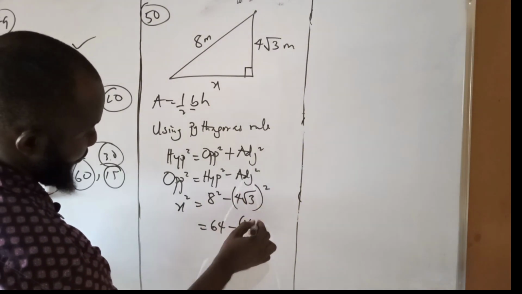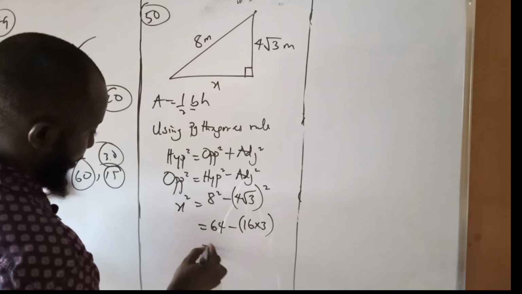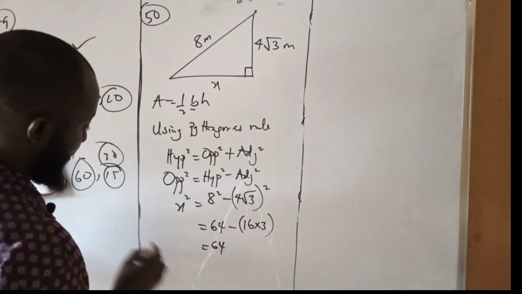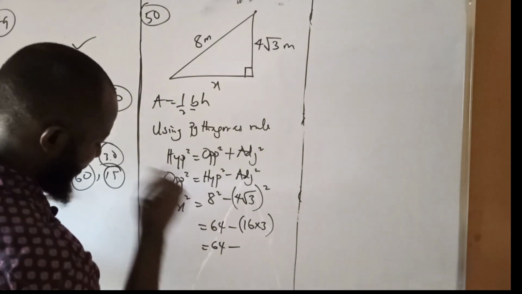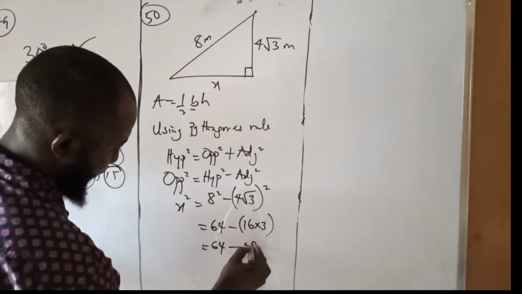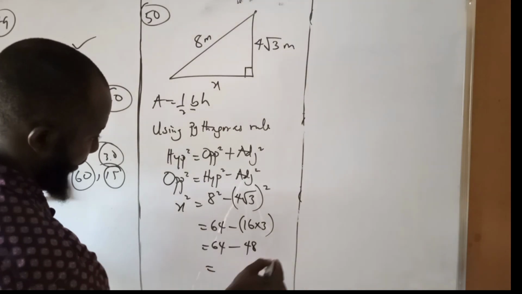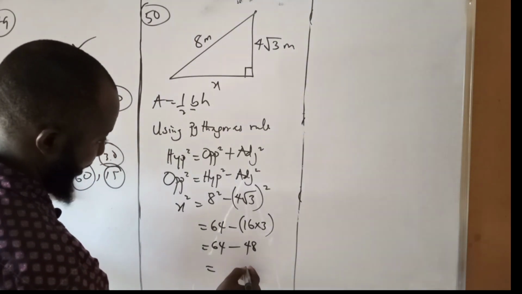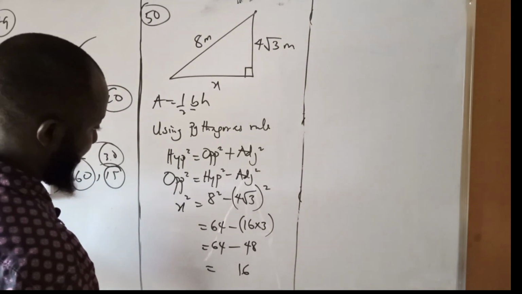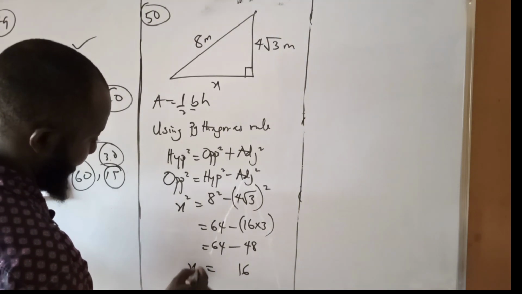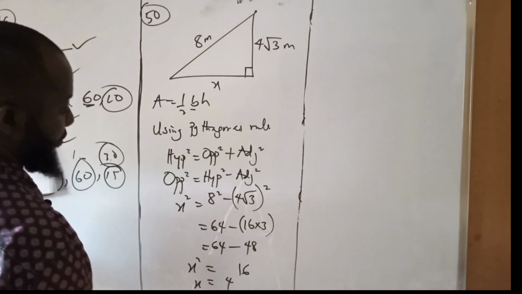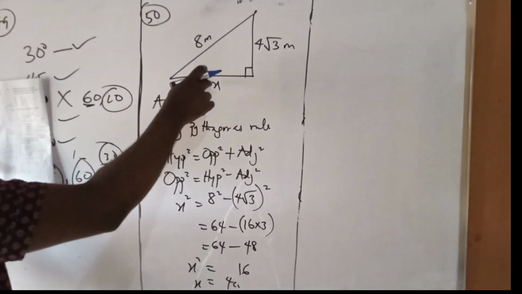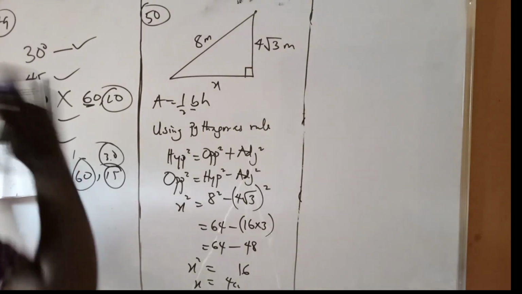The square of root 3 is 3. So this gives 64 minus, when you multiply this, 16 times 3, that is 48. So 64 minus 48, we have 16. So the square root of 16, so x will then be equal to 4. So the base of this shape is 4.